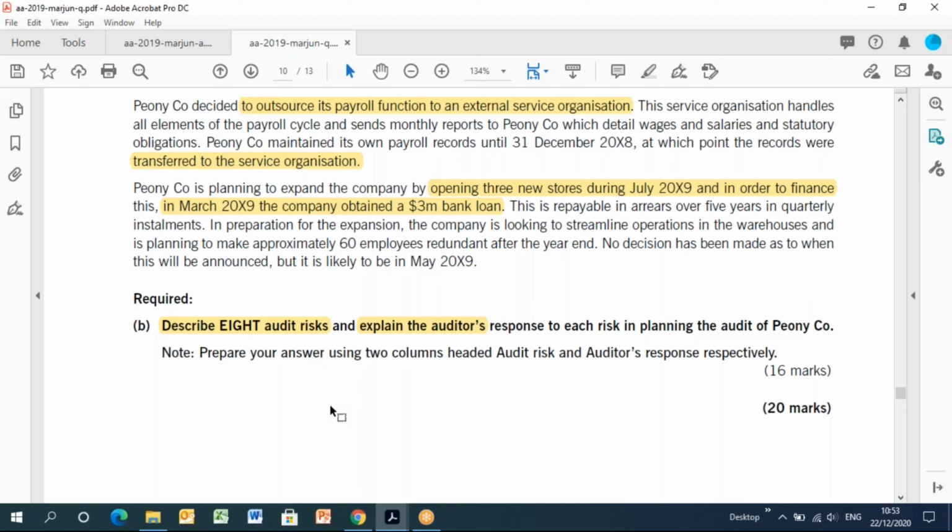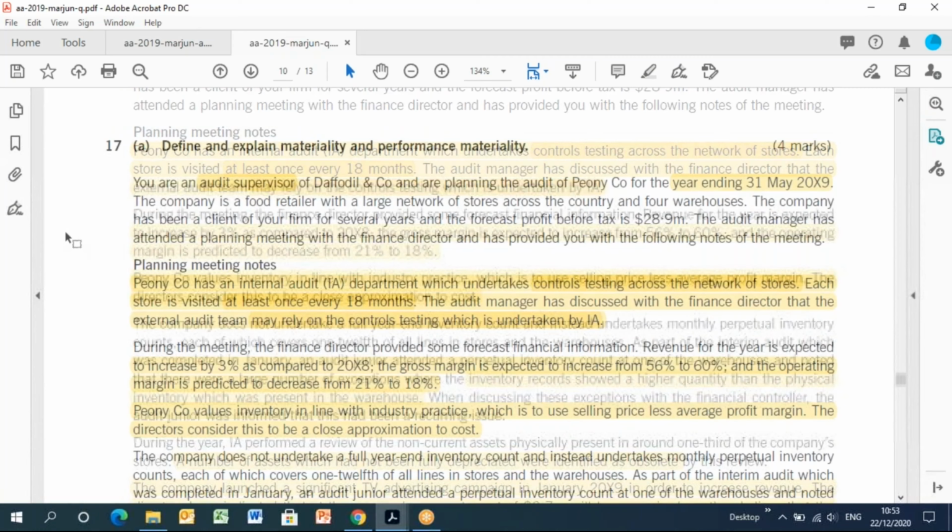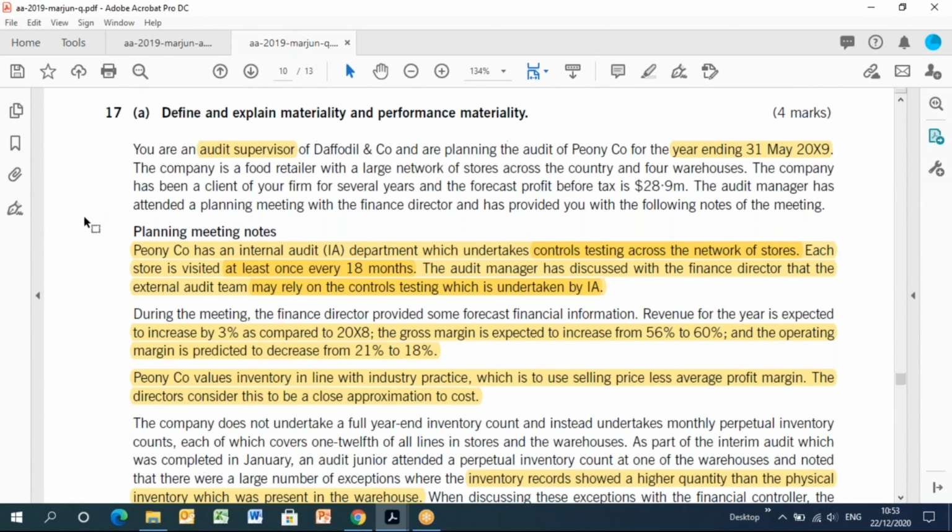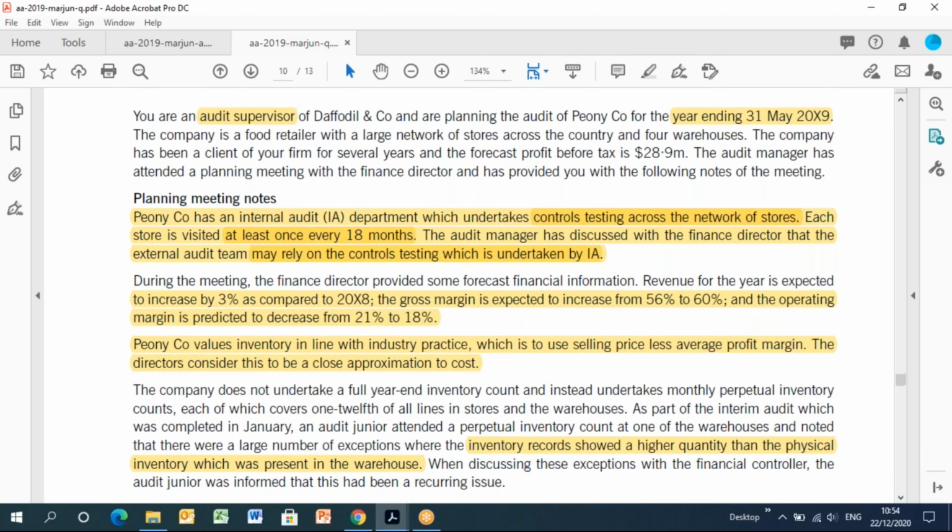Never leave a risk on the exam paper without the explanation why that is a risk, because otherwise you will get low marks, as you can see when we go through the questions. So if we start from here, this is the requirement done, so we skip that one. You're an audit supervisor planning the audit of the audit client for the year ending 31st May. The company is a food retailer, and it gives us the profit before tax to calculate materiality.